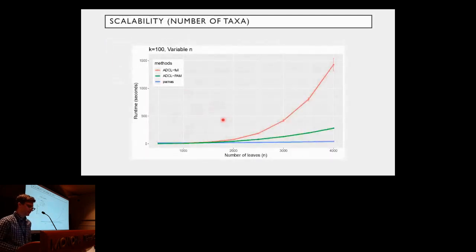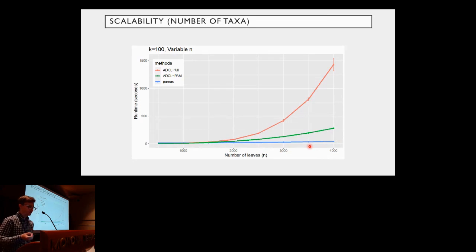And so this is the runtime comparison with the number of taxa growing. I'm showing you ADCL full in red, that's the top line here, ADCL PAM in green, the middle line, and PARNAS in blue at the bottom. We can see that PARNAS is more scalable than the other two methods, quite significantly on a large number of taxa. And nicely enough, it seems to be growing almost linearly on this data.